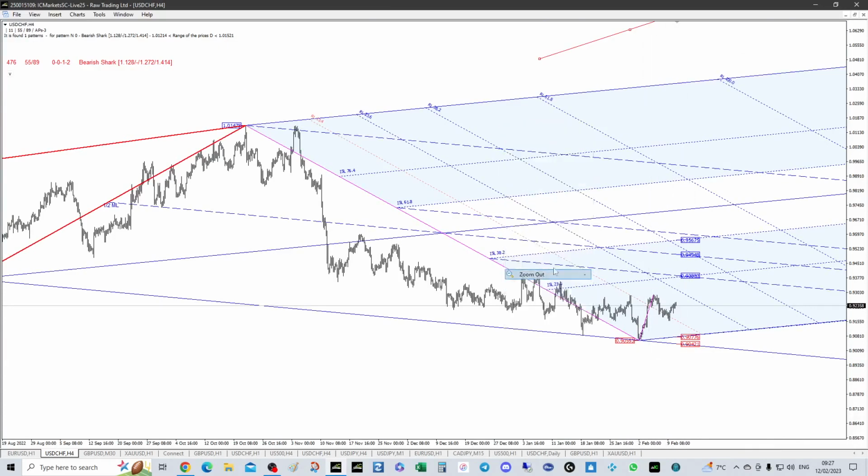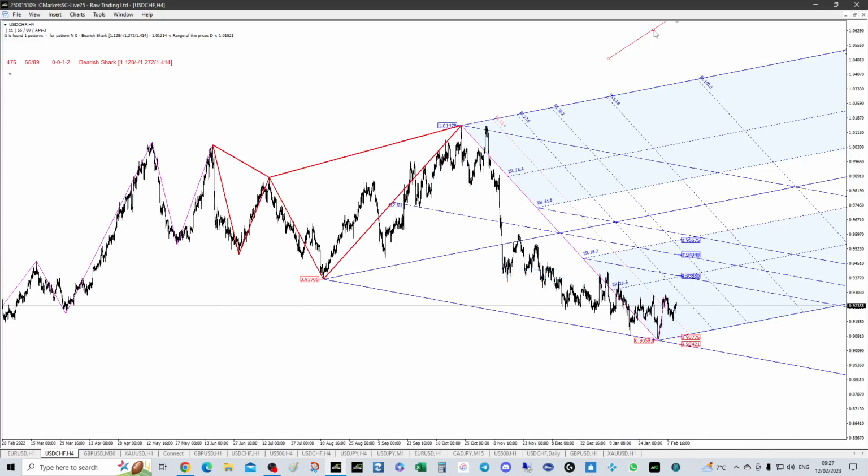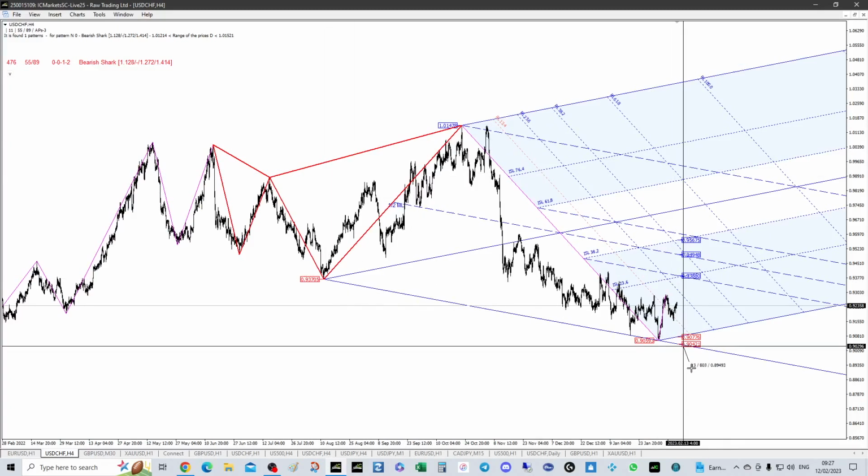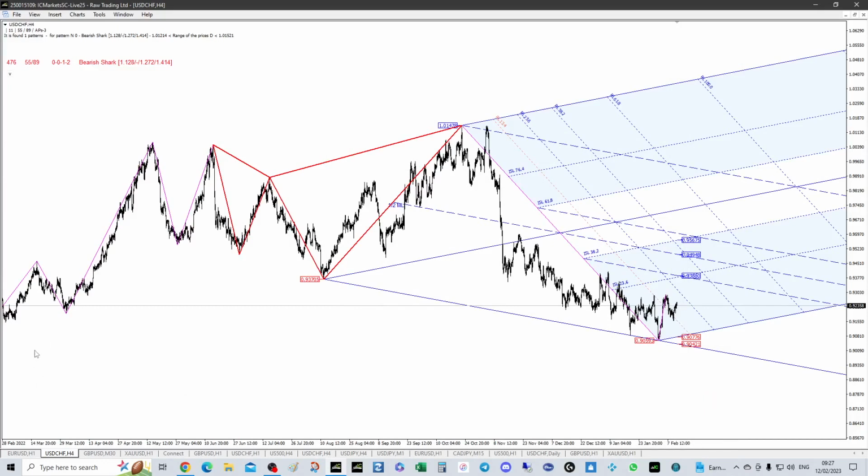Zoom out. Got another line up here. Let's delete that. Yeah. So that needs to hold. 90.42 could be a good short. But below there, you can see there's nothing much on the left. And dollar yen.